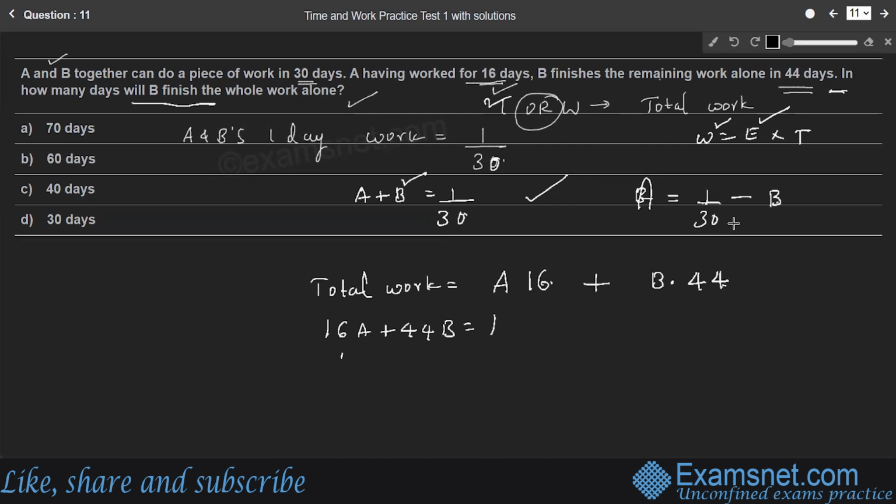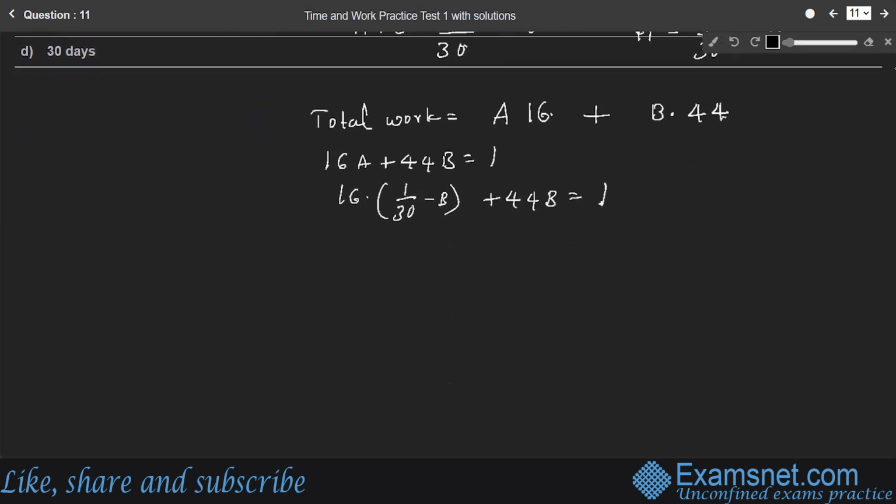We'll substitute the value of A here. 16 into 1 by 30 minus B, plus 44B, is equal to the complete whole work, total work. Simplify it. So 16 by 30 minus 16B plus 44B is equal to 1. Minus 16B plus 44B becomes 28B. 28B is equal to 1 minus 16 by 30, and 1 minus 16 by 30 is 14 by 30.